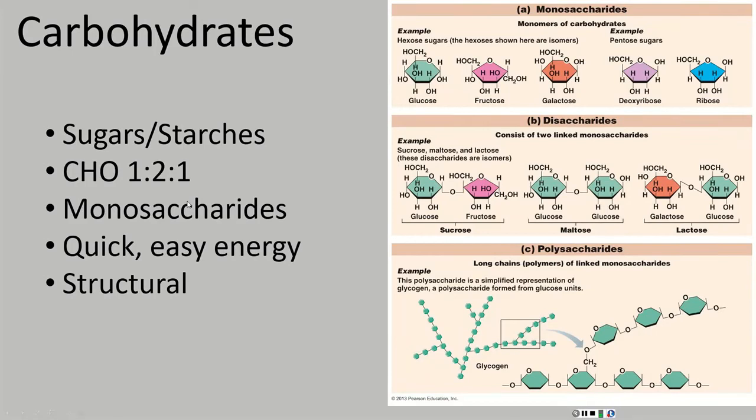Now, these polysaccharides, like I said, they're stored away and they are good sources of quick energy, but they're not very soluble in water. So if you put starch in water, it's not going to dissolve very easily. Eventually it will, but it's not going to dissolve very easily. So carbohydrates, primarily quick sources of energy that's very easy to get to. Secondarily, they are structural.